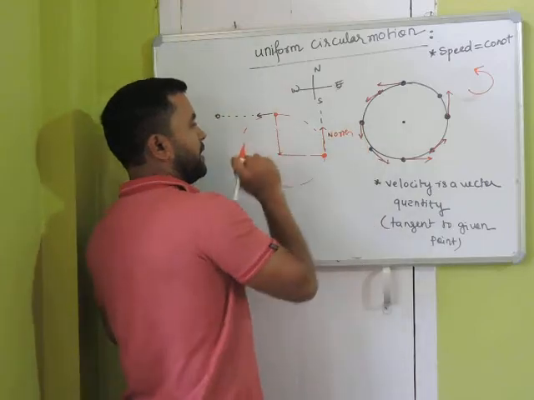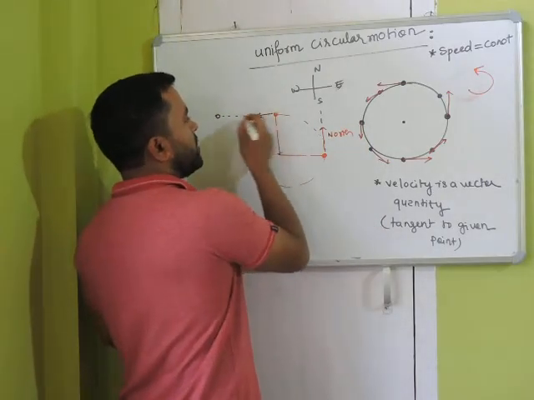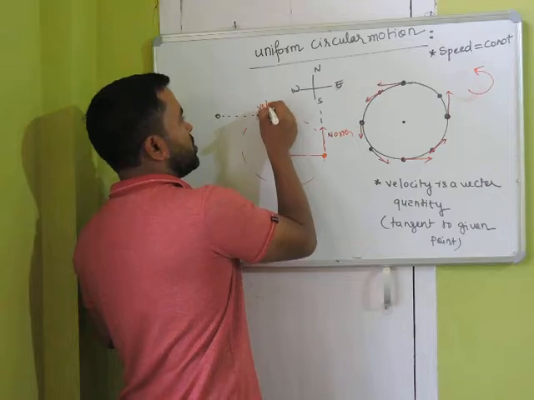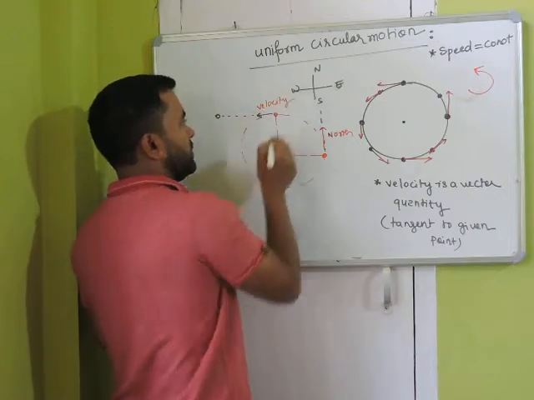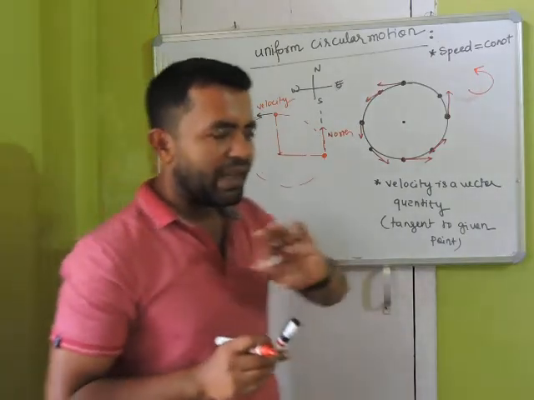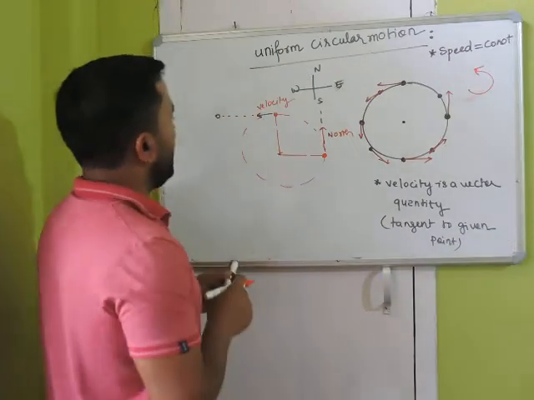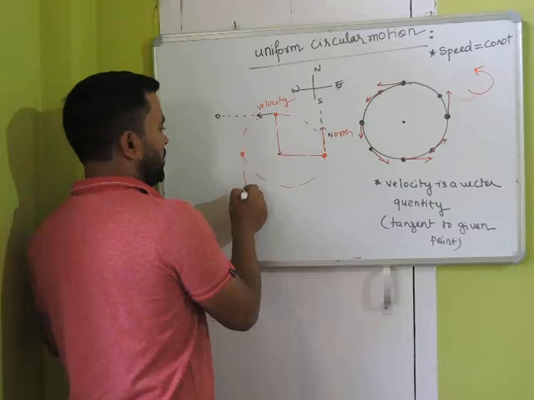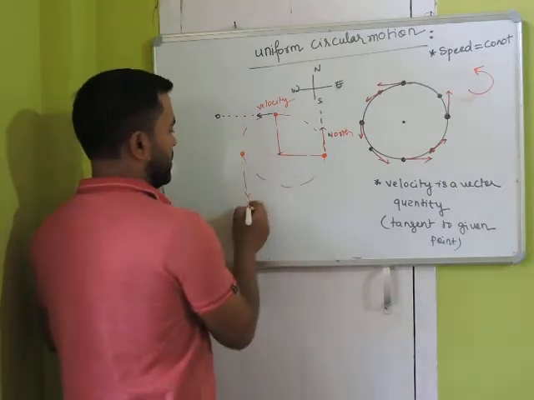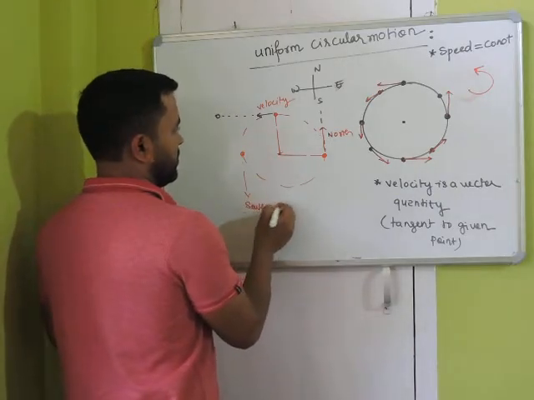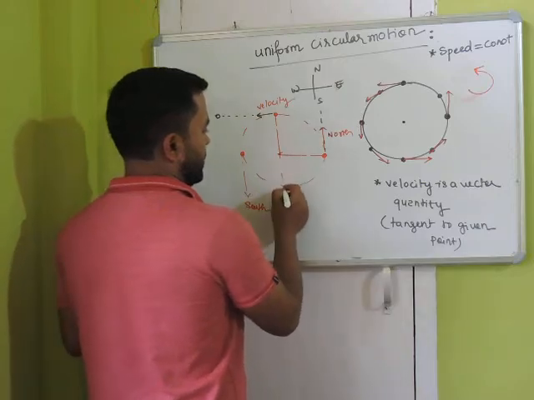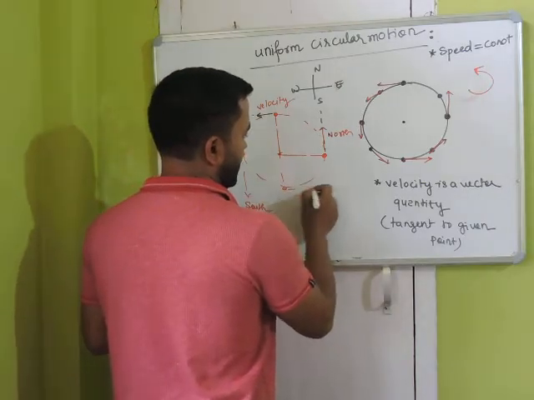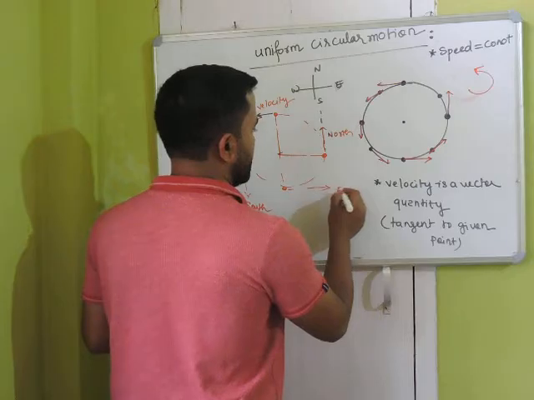If it breaks here, then the velocity will be along west, so it will go along velocity. A body always moves along velocity. Now if the string breaks here, the body will move in this direction, which is nothing but south. And if the string breaks here, the stone will fly in this direction, which is nothing but east.